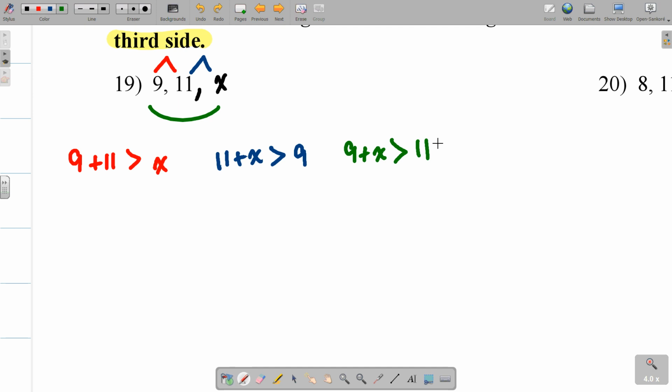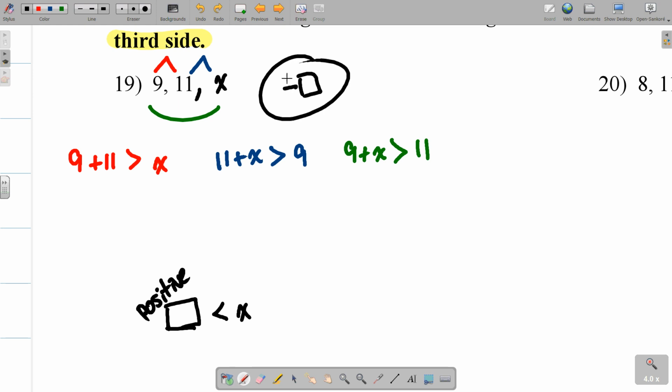You solve for X, and you're going to end up with X being greater than a number, and that number must be positive because lengths of triangles must be positive. So one of these is going to give you a negative number. Whatever that negative number is, just check it. So X is going to be greater than a positive number and less than another number, and that's going to give you your range. Solve. Check your work for both.